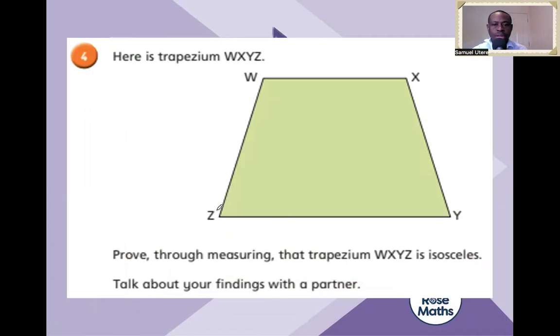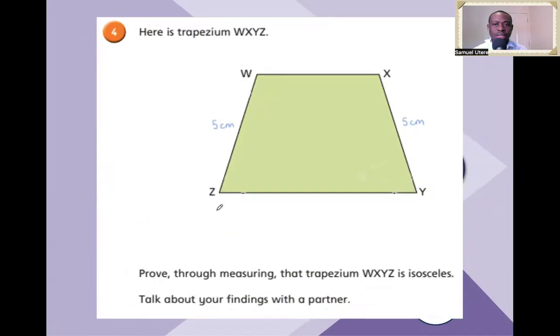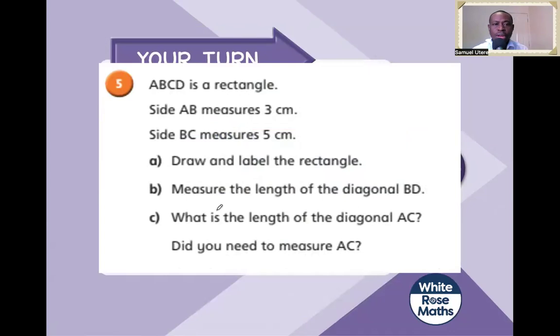All right, pause the video and answer question 4 in 2 minutes. Well, if you've paused the video and answered the question, here is the answer. So here you're asked to prove through measuring that trapezium WXYZ is isosceles. How do we know? The non-parallel sides must be equal. That's how we know they are isosceles. Okay, and you can see the answer there. Pause the video and answer question 5 in 3 minutes.